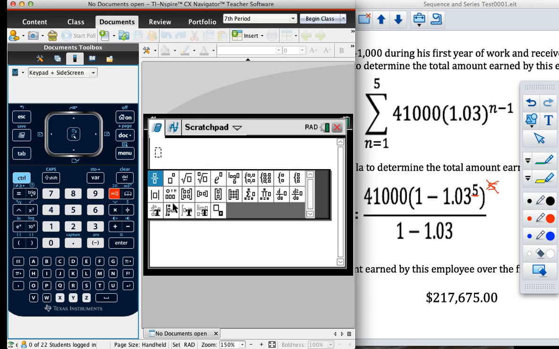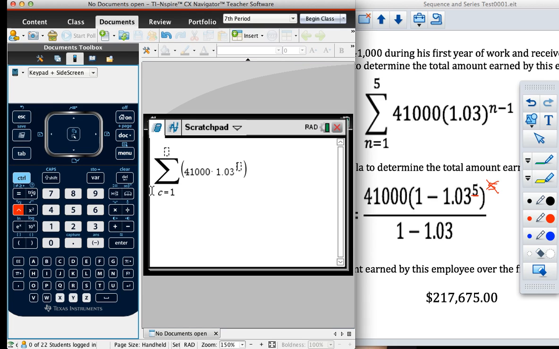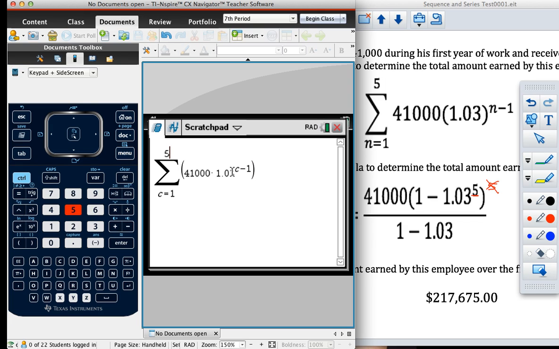Okay, so let's do sigma notation. And let's say, this time I'm going to pick C just because that's the closest letter to my finger at the time. 41,000 goes here times 1.03 raised to the power of, so it should be C minus 1 because I used a C down here. And then up here is where I put the 5. Most of my students are putting the 5 down here. Now you'll still get an answer here, but it's not the correct answer.